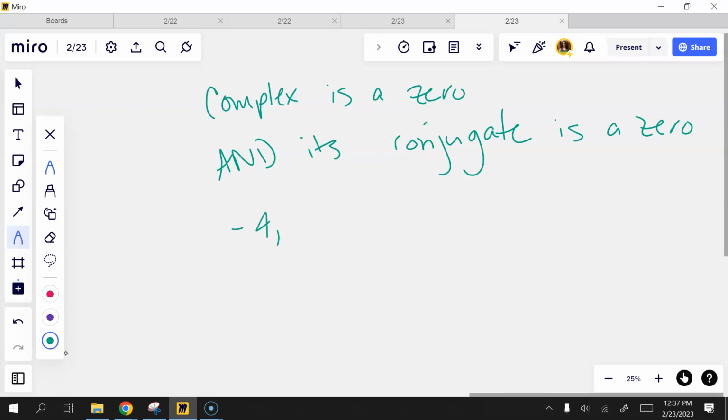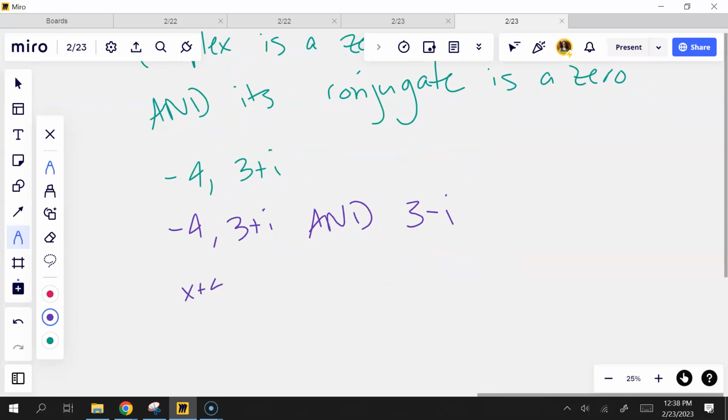So -4 and 3 plus i just means that, so scratch out the notes you wrote to start with. It just means that -4 is a 0, 3 plus i is a 0, and 3 minus i is a 0, because that's the conjugate. You change the sign inside. So now it's x plus 4, x minus 3 plus i.